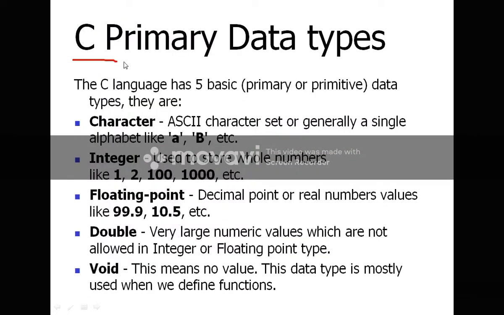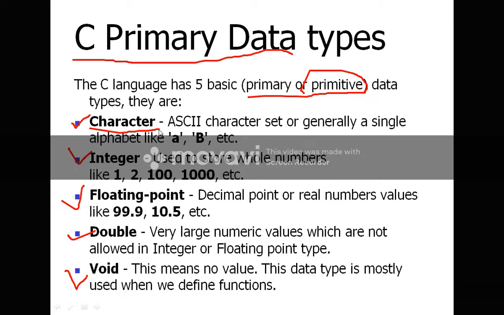Next are the primary data types. These five are primary data types, or basic data types, or we can say primitive data types. So there are five primitive data types. The first one is character data type. Character data type is used to store a single alphabet. Like if we wanted to store lowercase a, it could be a lowercase or uppercase alphabet. In a character data type we are storing the alphabets.